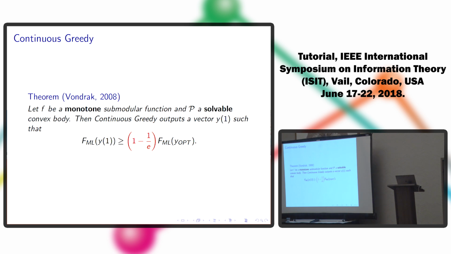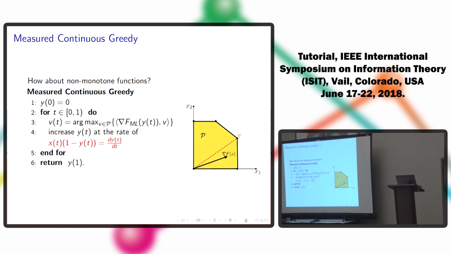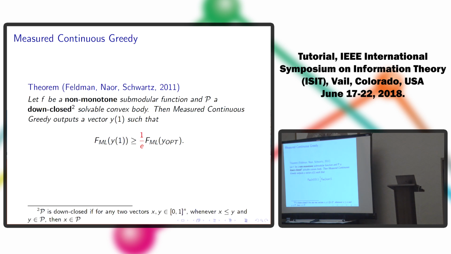Okay? For any solvable polytope, meaning that if you can solve this linear program, if you can find this point V, then running this algorithm is going to, at point 1, give you 1 minus 1 over e approximation guarantee. So how about the non-monotone case? Well, it's basically the same algorithm, but because it is non-monotone, you don't have to be as aggressive towards the direction that you're going. You have to actually slow down the rate a little bit, and then again return your solution at point 1. And what was shown is that this measured continuous greedy algorithm is going to provide 1 over e approximation guarantee.